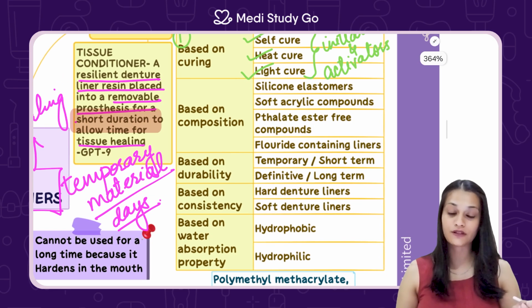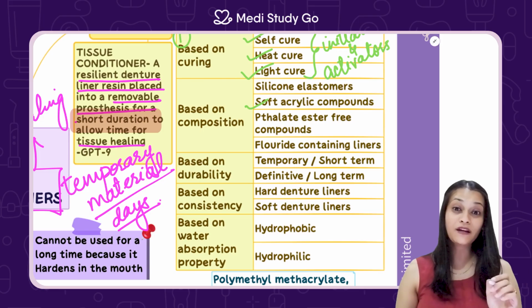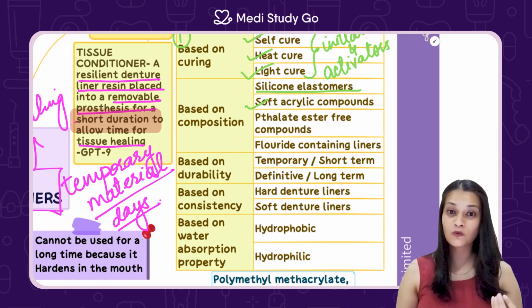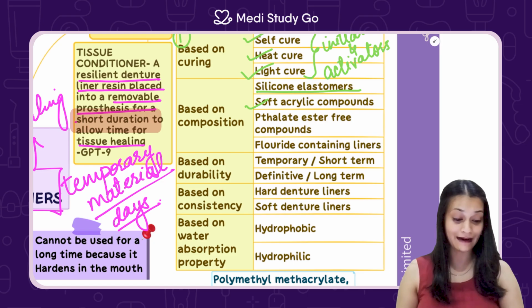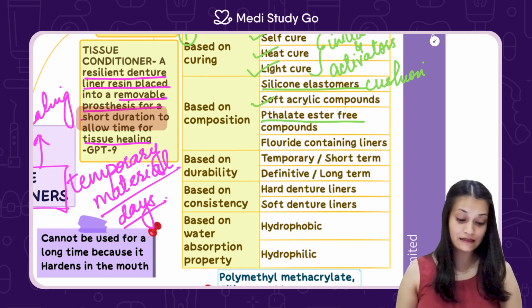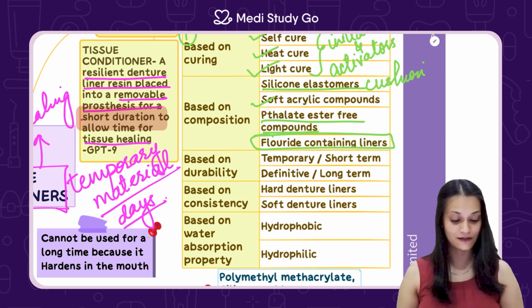Based on the composition, it can either be acrylic that we usually use, but we know that silicone is that elastomer that has flexibility, a bouncy nature that's actually going to act like the cushion. So this can also be considered. At the same time, phthalate ester free compounds can also be used and fluoride containing liners are the recent advancement.